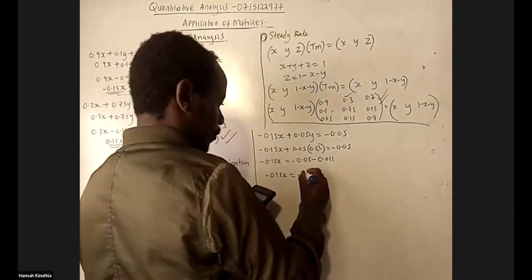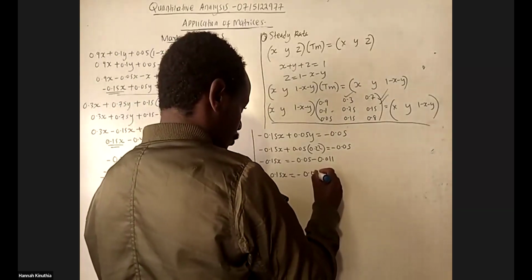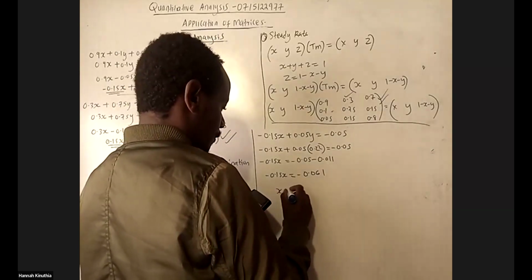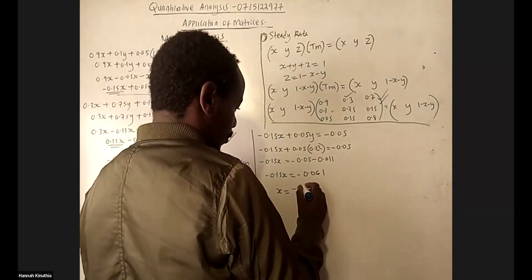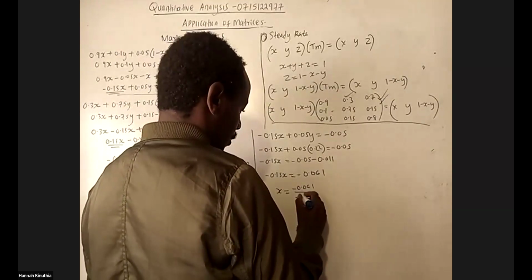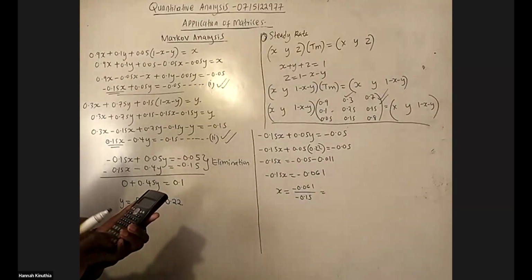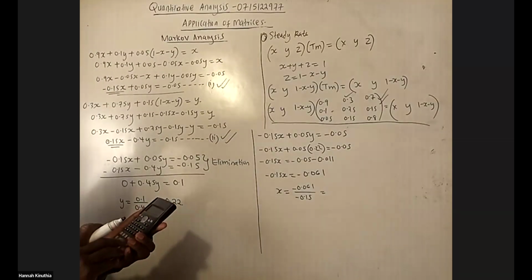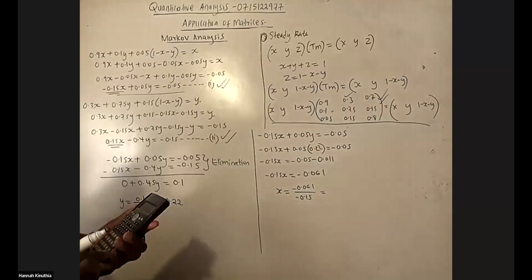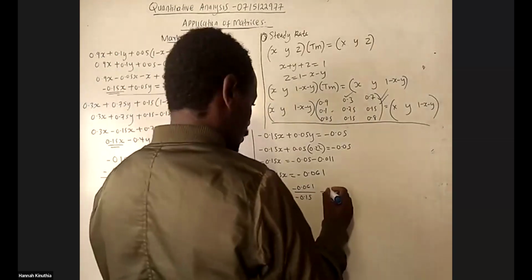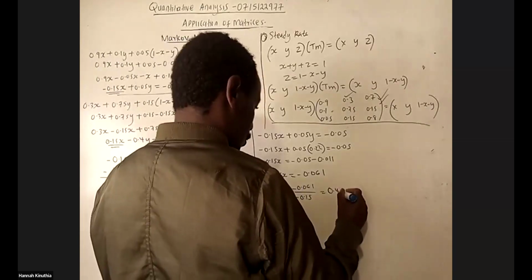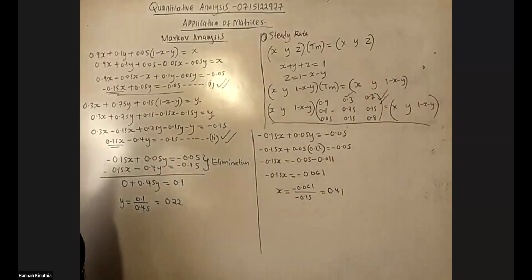So it will confirm 0.061. So what will be the value of x? It will be minus 0.061 over 0.15. So 0.061 divided by 0.15, we have 0.41. Are you getting 0.41? Yeah. Are you getting 0.41? The value of x. Then tunamalizia the value of y.